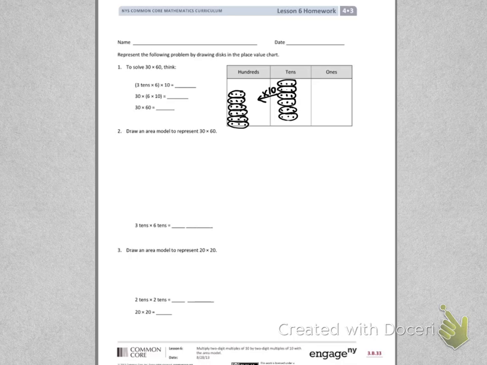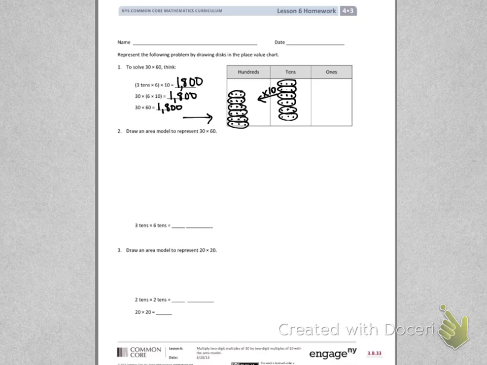Well, if we know all those equal hundreds, we end up with 18 in the hundreds spot. So that looks like 18 hundreds, which in math we call 1,800. We could also group this problem as 30 times 6 times 10, and that also is going to give us 1,800. So 30 times 60 equals 1,800. And we modeled it right over here with our place value chart.